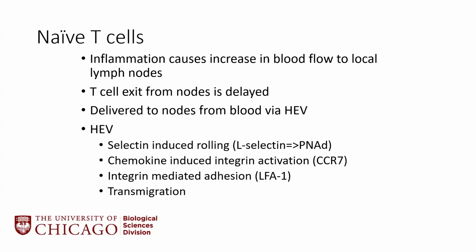It's delivered to the nodes from blood via high endothelial venules, or HEVs. In the HEVs, you get selectin-induced rolling, and then a chemokine-induced integrin activation, which is done by CCR7. Then you get integrin-mediated adhesion through LFA1, and then transmigration out of the blood vessel and into the lymph node. So the address is CCR7 to get into the T cell zone of the lymph node, and it's supported by selectin, specifically L-selectin, and integrin LFA1.